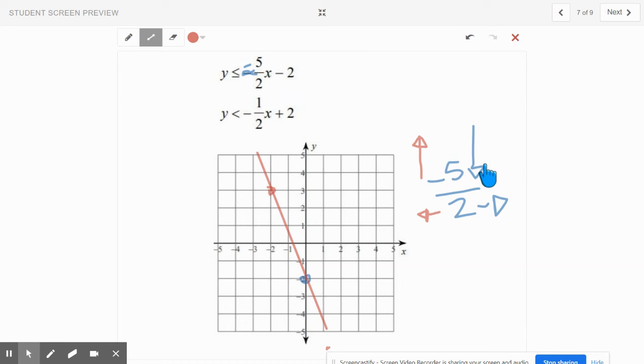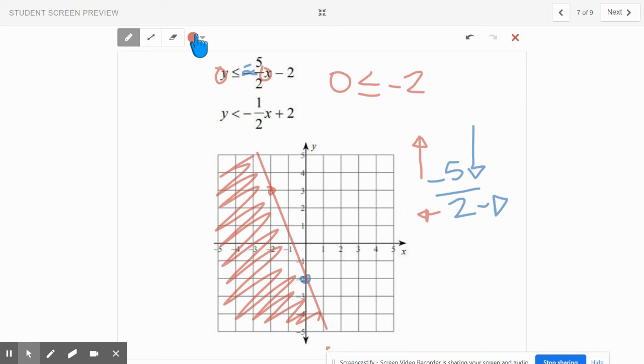All right, 0, 0 method. Let's go, let's get it. So I'm going to plug in 0 here, 0 here. Is 0 less than or equal to negative 2? No, 0 is not less than negative 2. 0 is greater than negative 2. So I'm going to shade opposite of that.